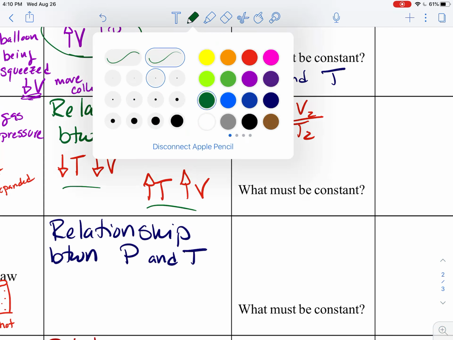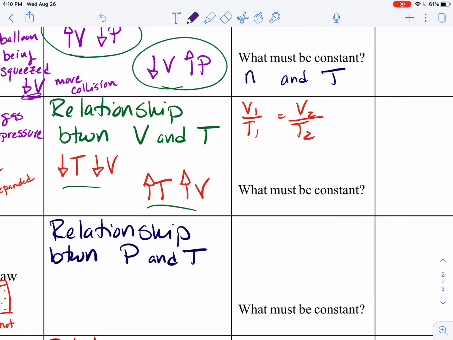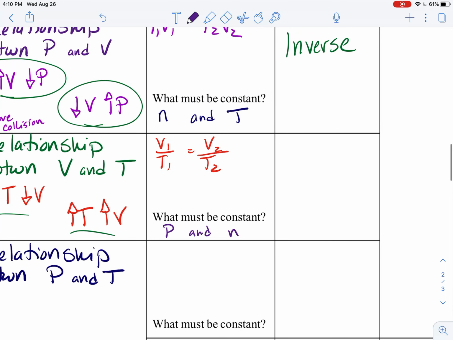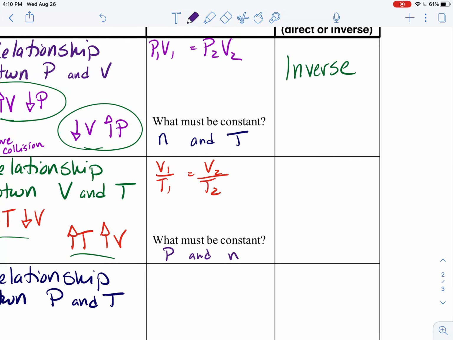What things are staying constant in this case? Well, in order to look at just volume and temperature, then pressure and moles of gas must be staying constant. So we're assuming those things aren't changing, so we can see just the relationship between volume and temperature. Now, because in this case, as temperature goes up and volume goes up, as temperature goes down, volume goes down, the relationship is direct in this case. So as one goes in a particular direction, the other one goes in the same direction.